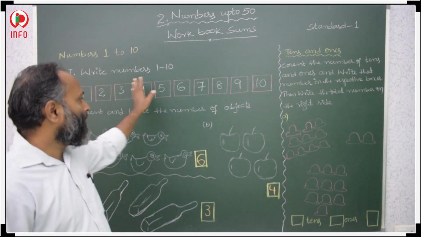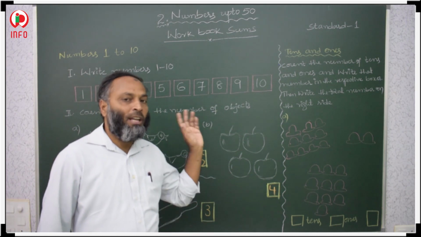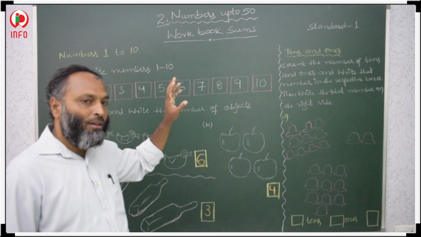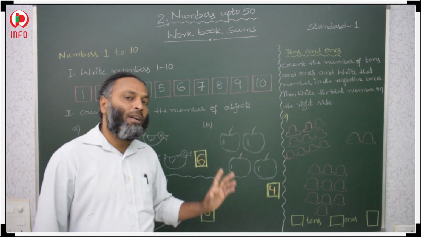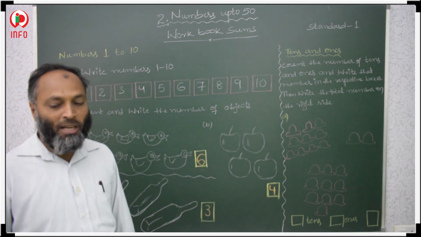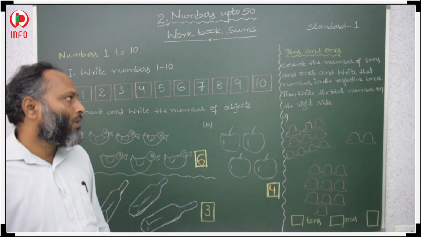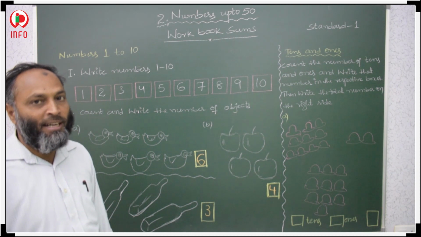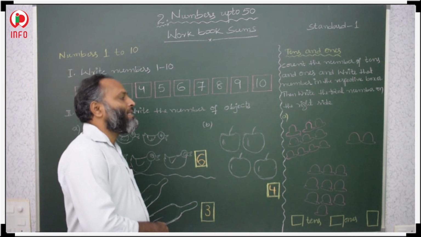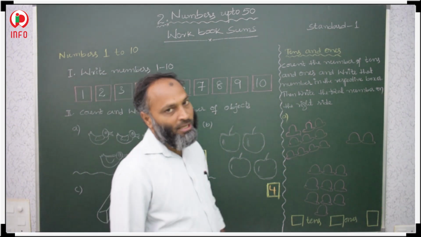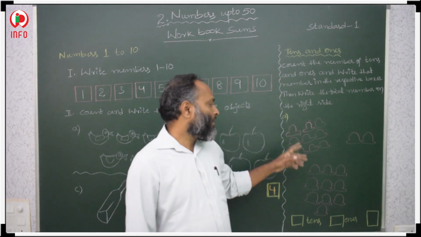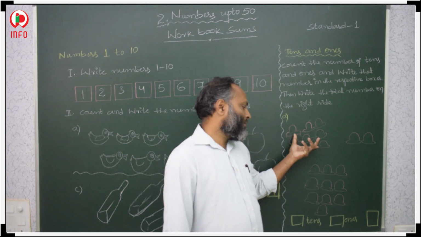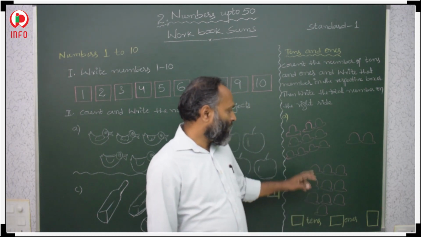First he asks 1 to 10 numbers. 1 to 10 numbers we wrote, and in the next question, the number of objects we have to count and write in the box. Next question, tens and ones. How many tens are there? How many ones are there? Here, these all are caps. Some caps are given. This is a tens group, this is a 10 group. So see here, how many caps are there?